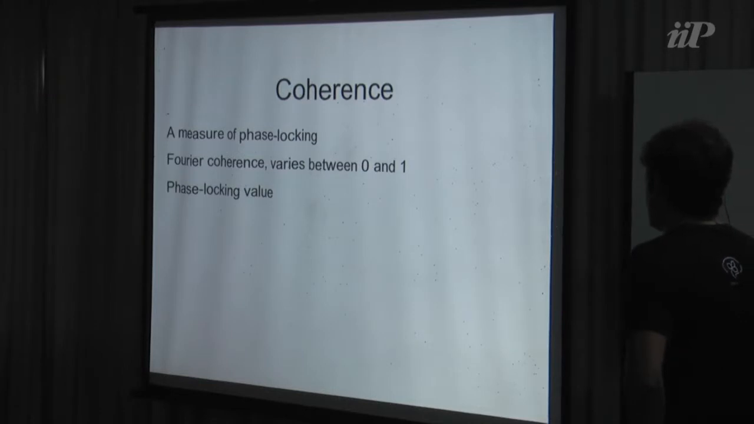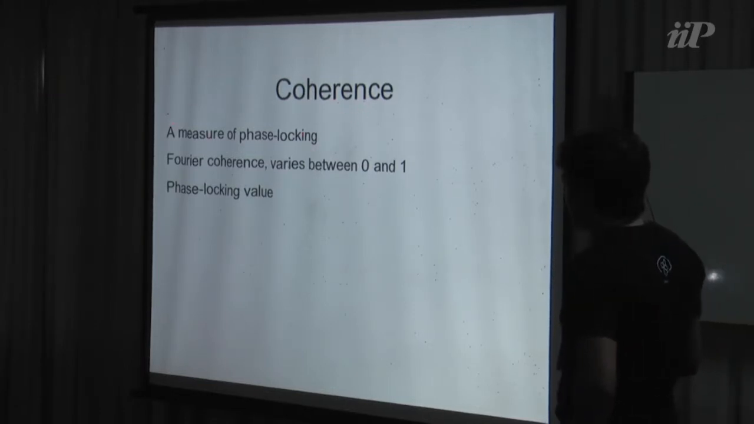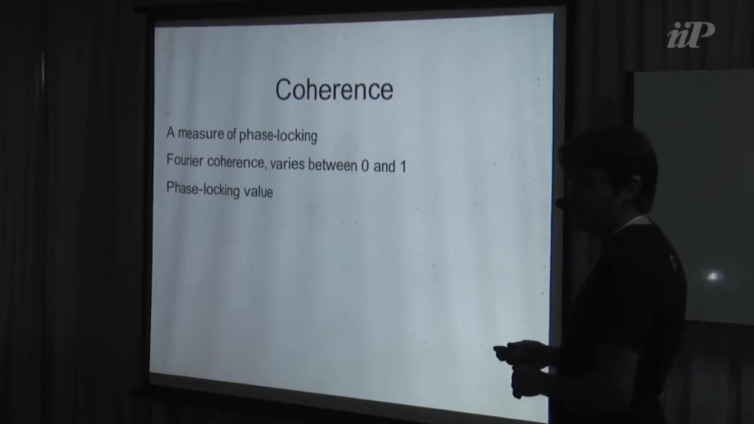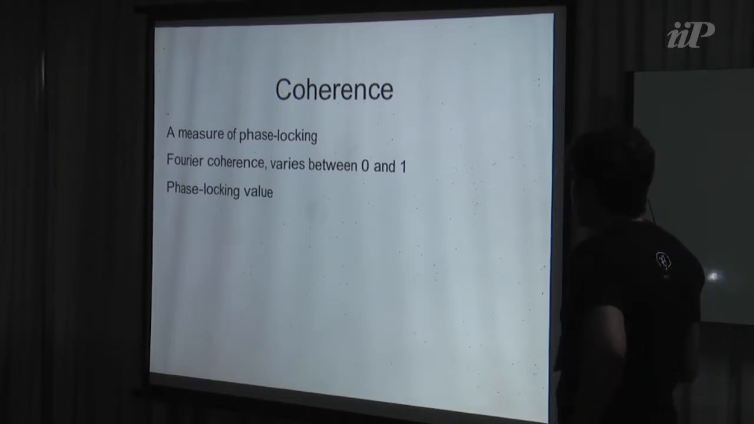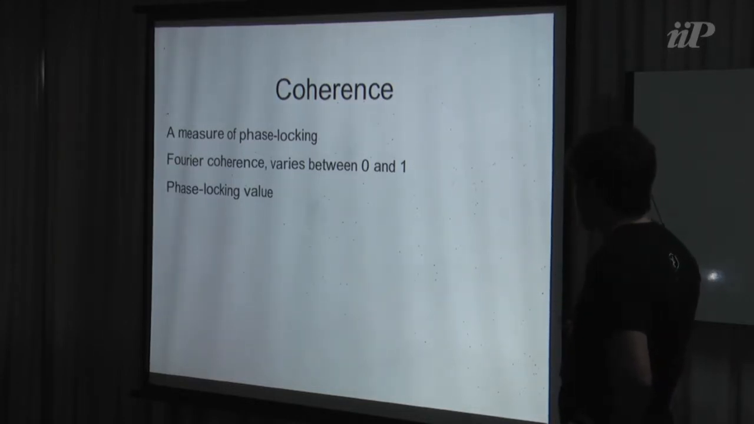So I'm going to mention another measure that's very standard stuff. It's coherence. Coherence is simply a measure of phase lock, and there are actually several ways of measuring coherence. I'm going to just show you the Fourier standard coherence. It's something that varies between 0 and 1. There's more, but I'm just going to talk about one. Coherence is between two signals. Before, power spectrum would apply to a single signal, right? For coherence, you need two signals to compare.